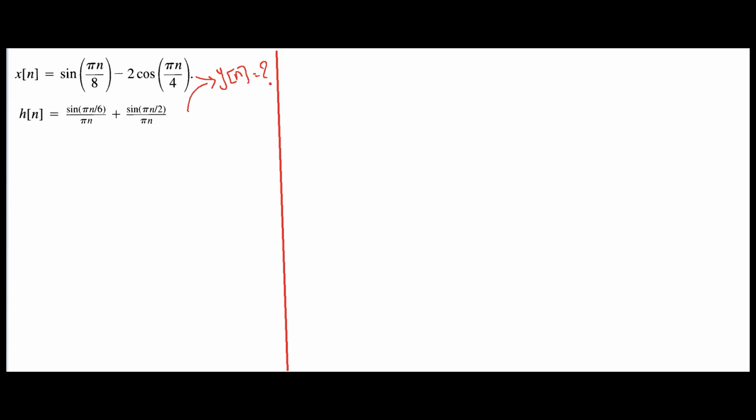To solve this problem, we first need to recall a few important points. The first point is that the Fourier transform of sin(ωn) is a rectangular pulse in the frequency domain, extending from minus ω to plus ω with an amplitude of 1.